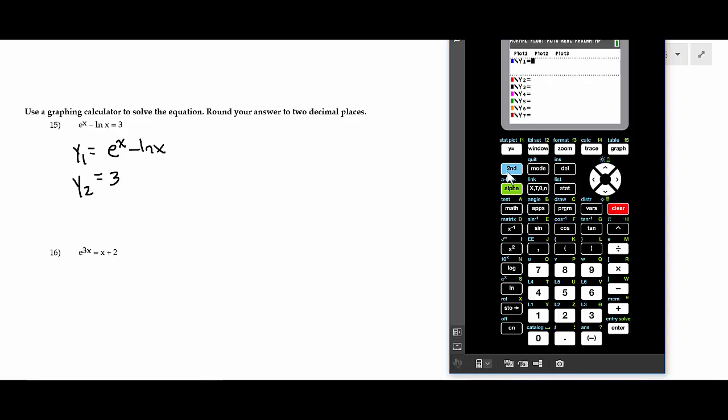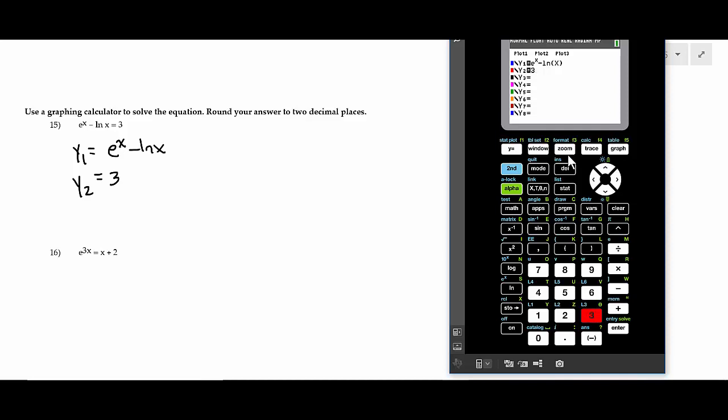Okay, so we would put in e to the x. You've got to go second ln to get e to the x to come out. Make sure you're out of that exponent. Then you have ln of x like that. Okay, and the right side is just going to be 3, so we're going to do that. Now what I'm going to do is start this in a standard window, and then we'll adjust from there.